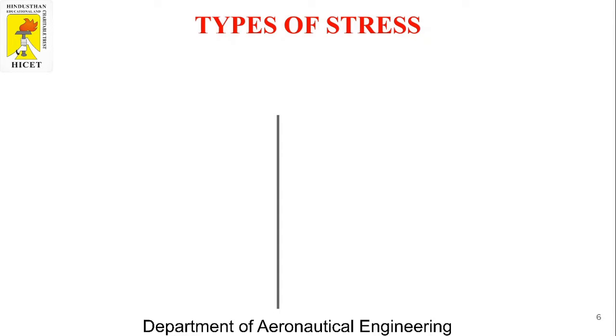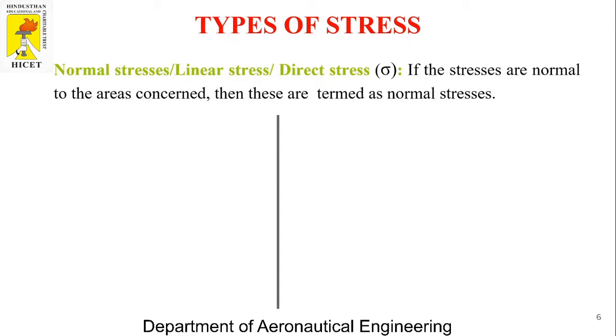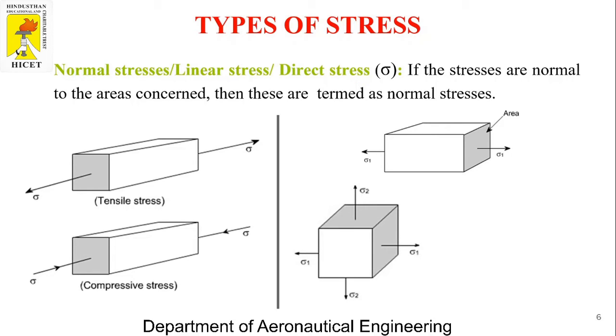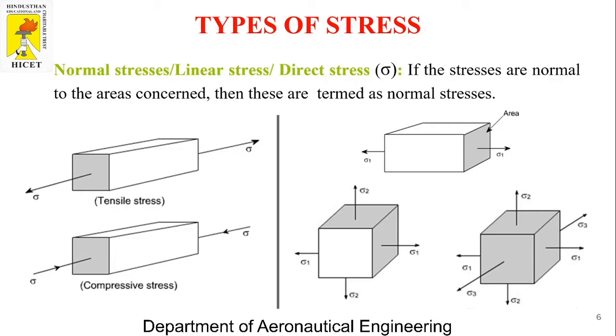Now we'll see the normal stress. Normal stress is also called linear stress or direct stress. If the stresses are normal to the areas considered, then these are termed normal stress. Based on the direction of the normal stress, it is classified as tensile stress and compressive stress. Based on the number of normal stresses acting on the body, if one normal stress is acting on your body, it's called uniaxial stress, if two normal stresses are acting, it is called biaxial stress, and if three normal stresses are acting, it's called triaxial stress.